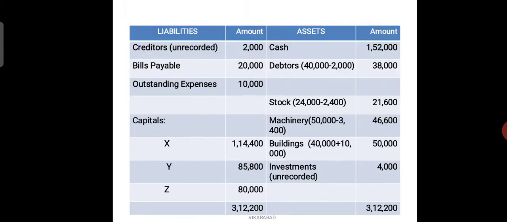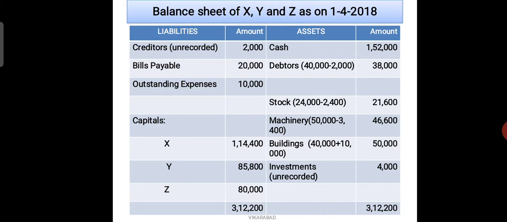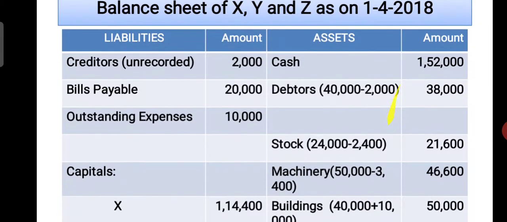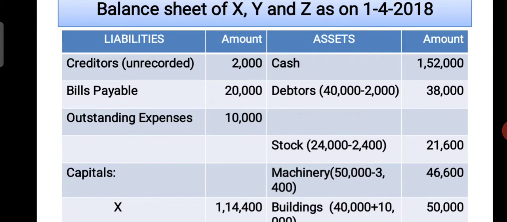Next, balance sheet of all partners X, Y, Z as on 1st April 2018. See cash, the closing balance we took, cash account closing balance 1,52,000. Debtors account we didn't prepare, so from 40,000 we deduct provision for bad debts 2,000 rupees, you will get 38,000. That can be shown in the outer column. Stock, we didn't prepare any stock account, but there is an adjustment that should be adjusted in the year only. Stock 24,000 minus 2,400, that decreased amount, is deducted. The net figure can be taken in the outer column, 21,600.